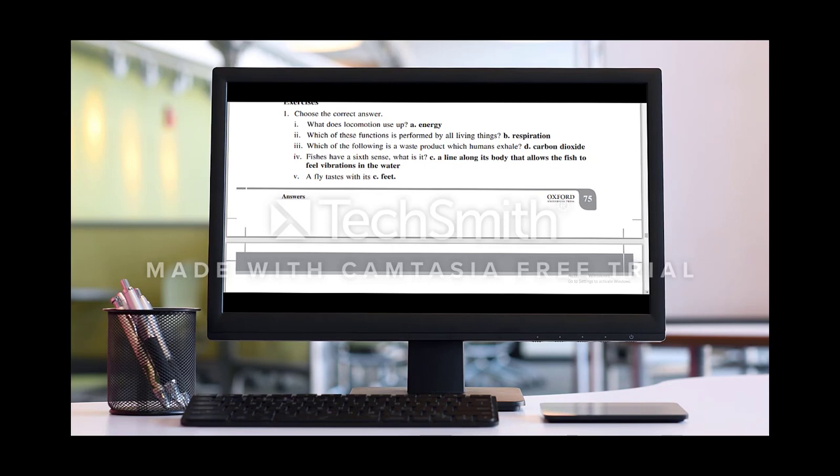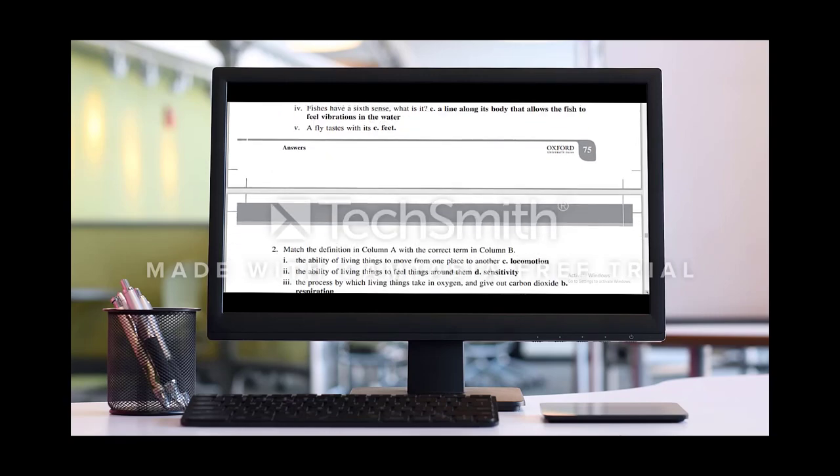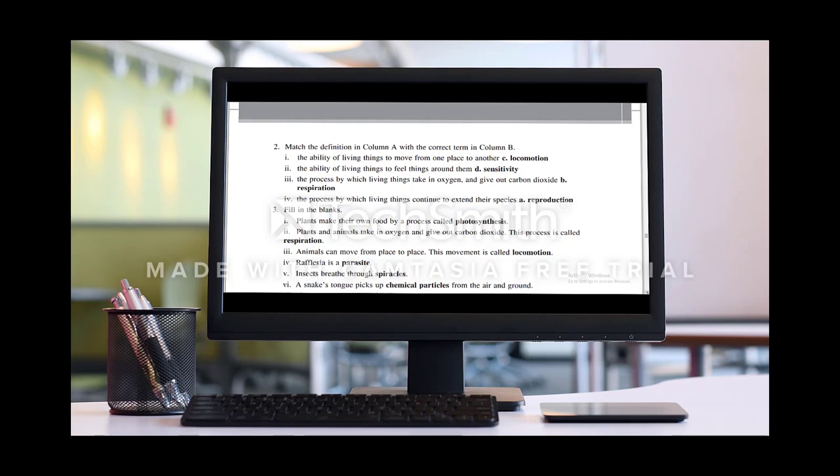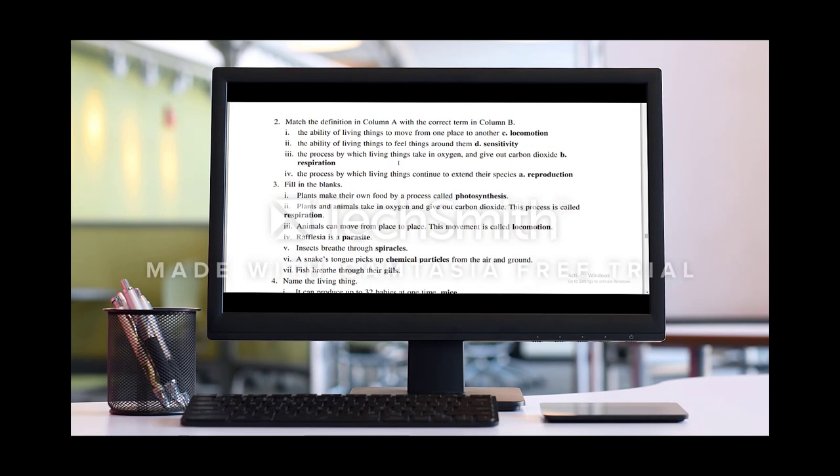A fly tastes with its feet. A fly tastes food with its feet. Match the definition in column A with the correct term in column B.